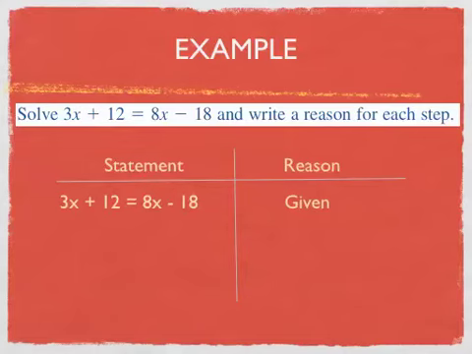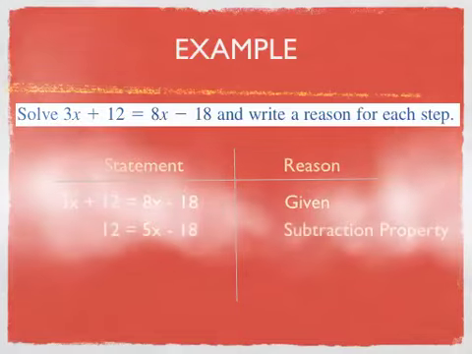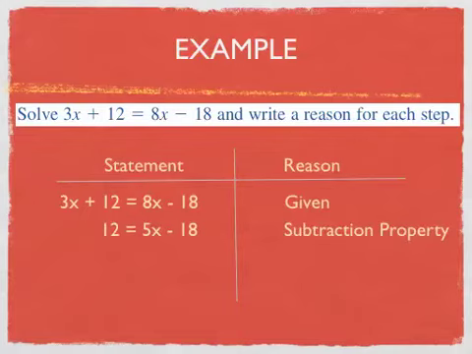Now, if you think back to algebra how to solve this equation, I'm going to go ahead and subtract 3x from both sides to combine my like terms, and that way I still have a positive x, or a positive variable to work with. If I subtract 3x from both sides, I get 12 equals 5x minus 18. That is the subtraction property of equality. I was subtracting the same thing, 3x, from both sides of my equation.